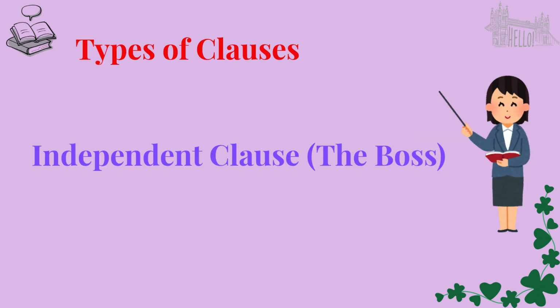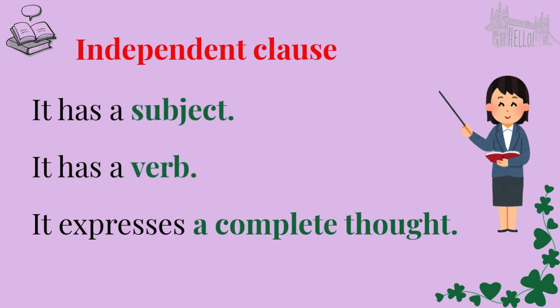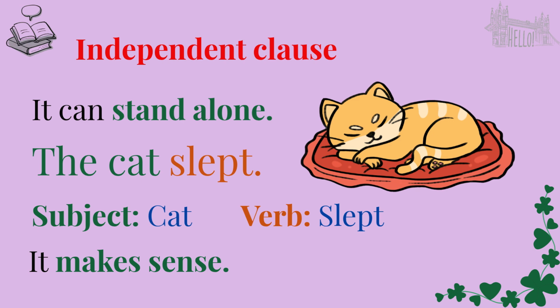The independent clause, the boss. This is strong. It has a subject, it has a verb, and it expresses a complete thought. It can stand alone as a perfect sentence. The cat slept. Cat is the subject, slept is the verb, and it makes perfect sense on its own.